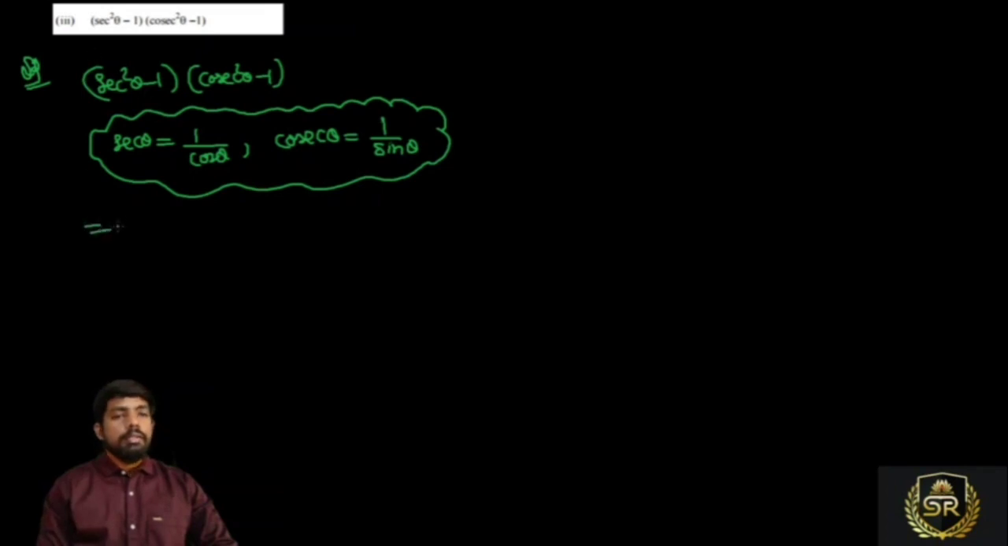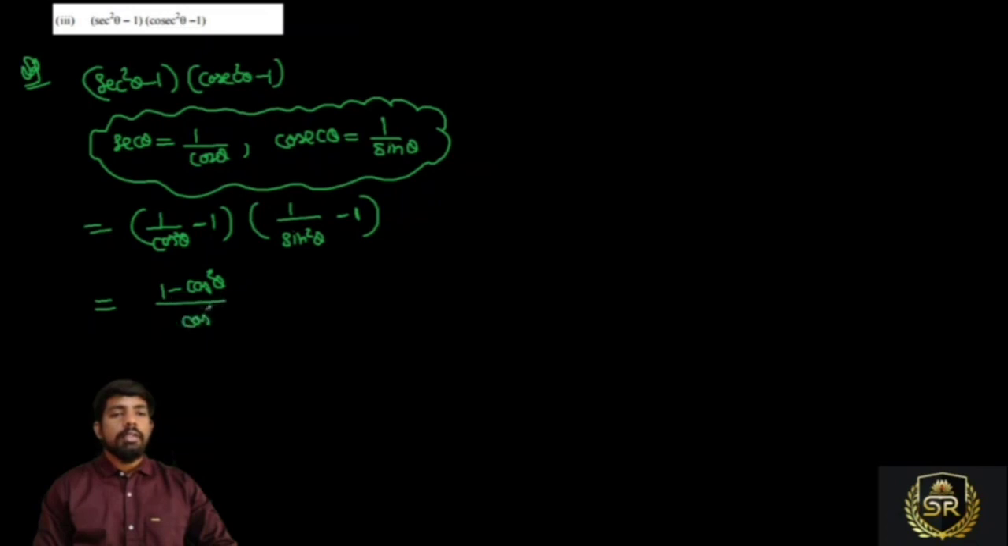Next, here secant theta can be written as 1 by cos theta, whole square. So it is 1 by cos square theta minus 1, into 1 by sin square theta minus 1. I put the square here because the square is there. So take the LCM: 1 minus cos square theta by cos square theta, into 1 minus sin square theta by sin square theta.